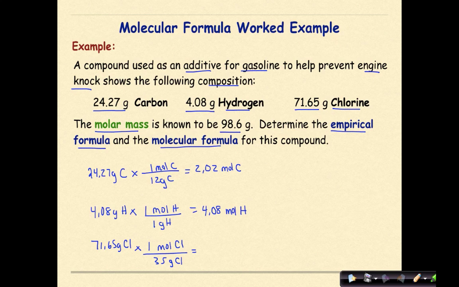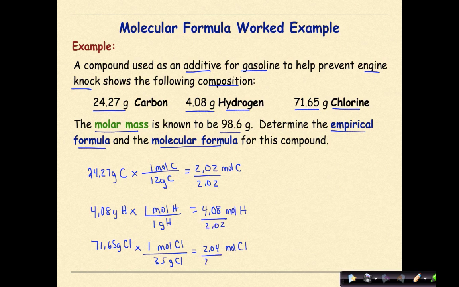And finally, 71.65 grams of chlorine times 1 divided by 35 will be 2.04 moles of chlorine. Then I need to look at all of my numbers and say, okay, which one is the smallest number of moles? And it turns out it's carbon.